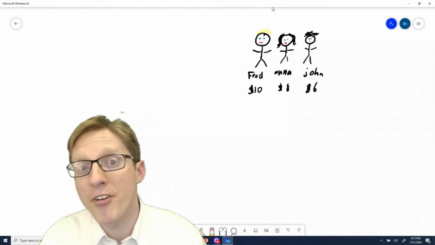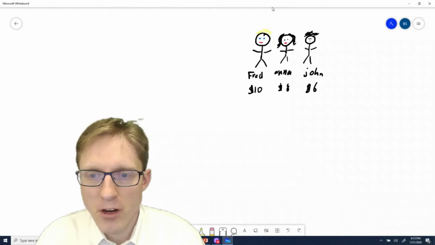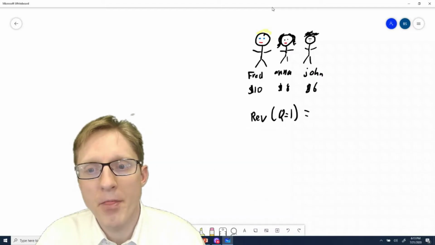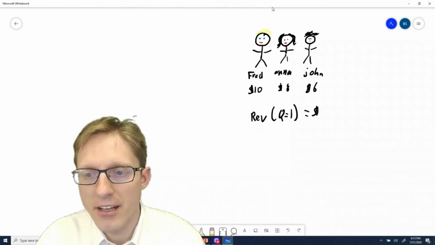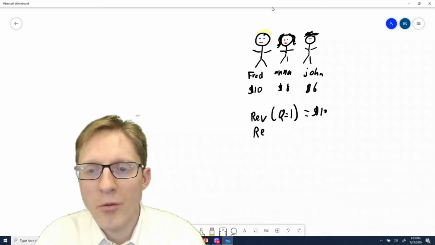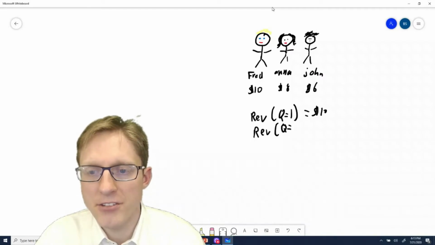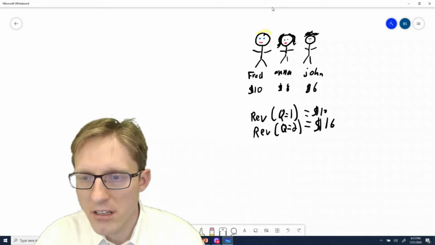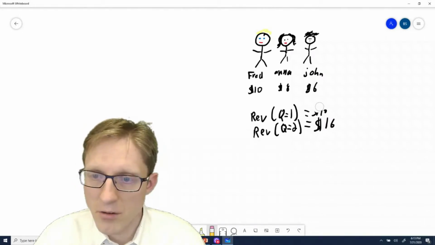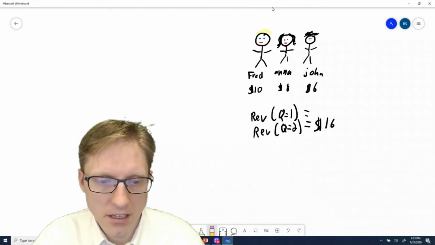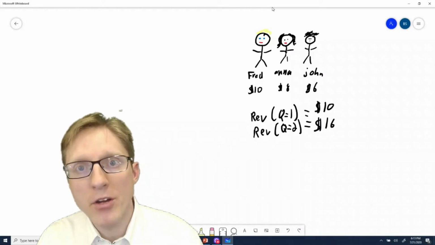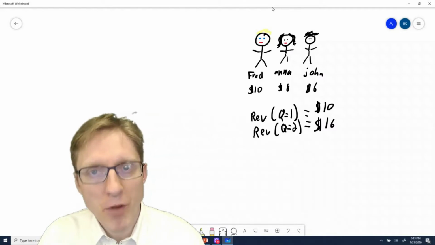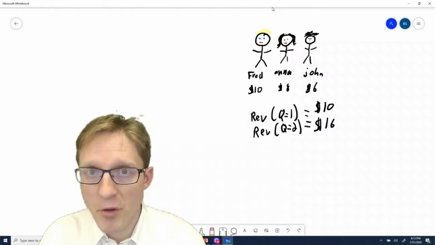At that point, both Fred and Anna are willing to buy. So let's look at this. The revenue for Q equal to 1 is $10, selling one unit to Fred. The revenue for selling 2 units in total, at $8 a piece, is going to be $16. So what is the marginal revenue of that second unit? It is $6. They get $6 extra in revenue as a firm by producing one more unit and selling it.